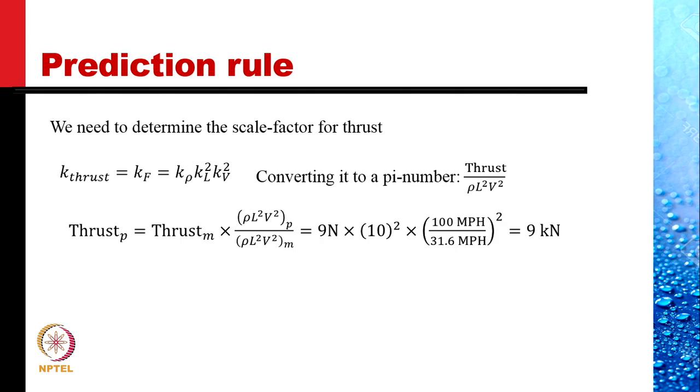And from this, the thrust of the prototype is obtained as 9 kilonewton, 1,000 times more than the thrust for the model, which was 9 Newton.